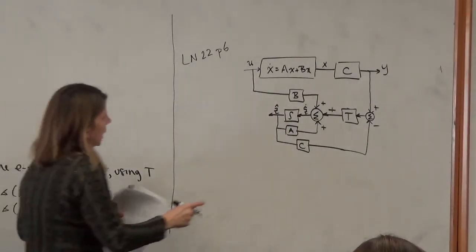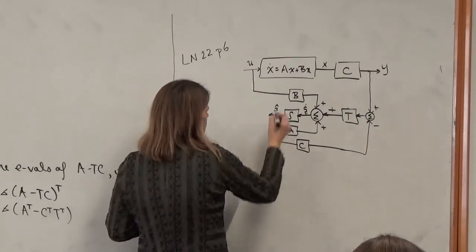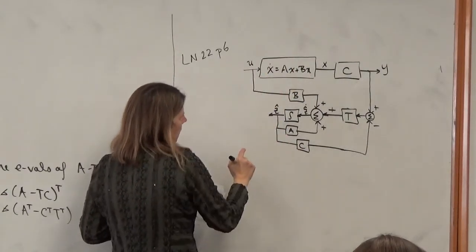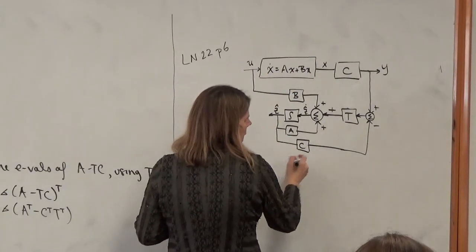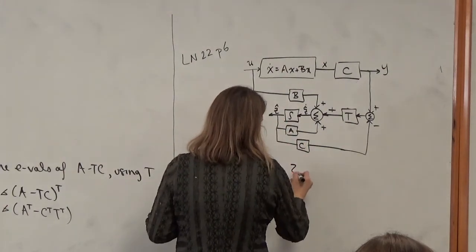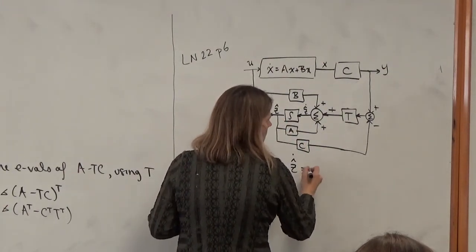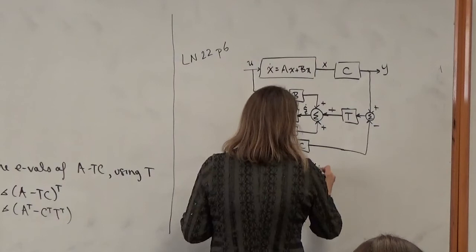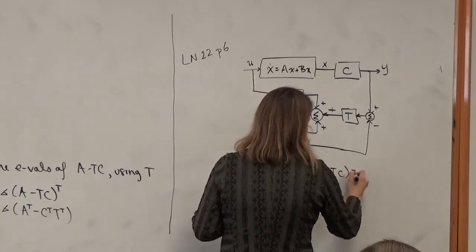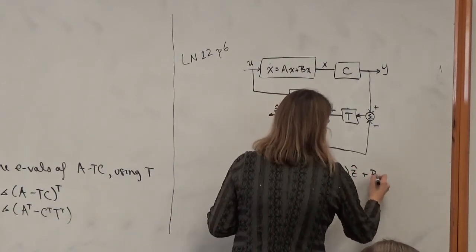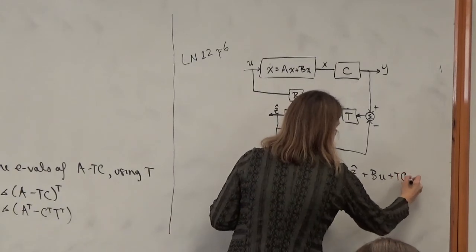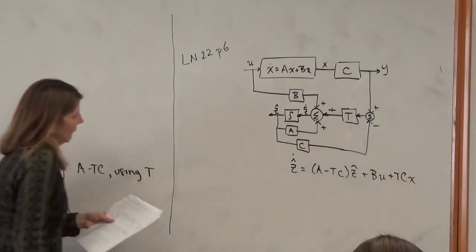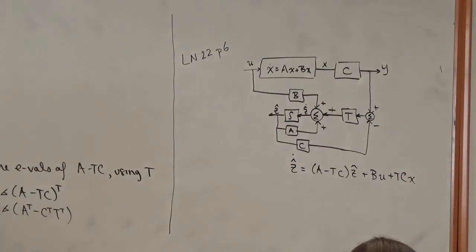All right, so here are the equations of the system: x dot equals ax plus bu. And let's rewrite this again in terms of z hat. So z hat dot is equal to (a minus tc) z hat plus bu plus tcx. Okay, so what do we do? How do we link these together?